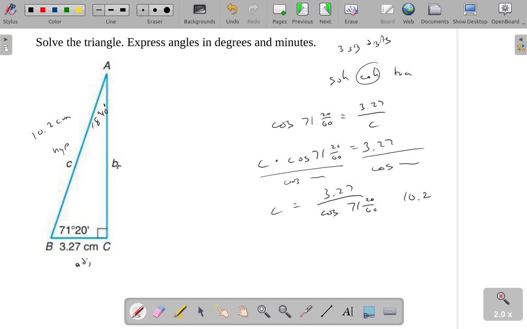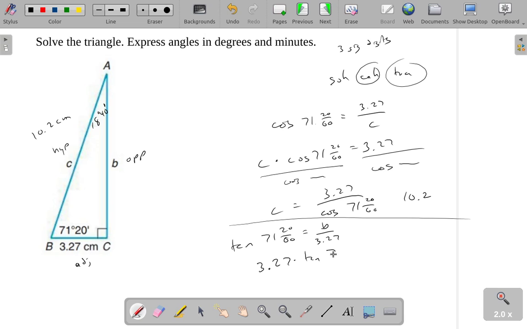And as far as B is concerned, to find B, I'm going to use this as my reference angle, and again, this side that's adjacent, this is the opposite. So if I'm using this as my reference angle, I'm referring to my opposite and adjacent, which is the tangent. So the tangent of 71 and 20/60ths is equal to B, opposite over adjacent, so B over 3.27. On this one I can just multiply both sides by 3.27. So 3.27 times the tangent of 71 and 20/60ths is equal to B.